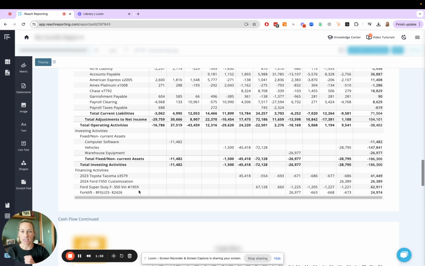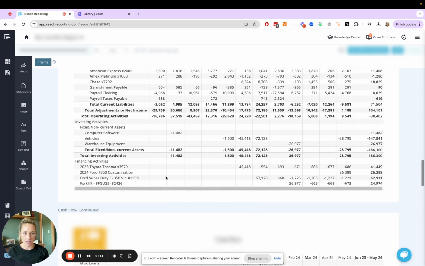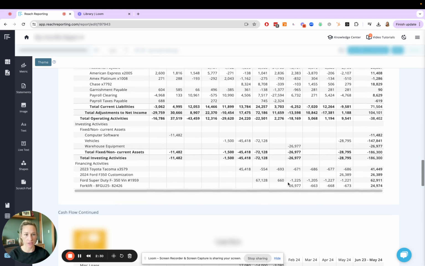Investing activities, the reason it's called investing: if you're buying a piece of equipment, you are investing in the future of your business by buying something now that will help generate future revenue. And then for financing activities, these are things that you are using to either infuse capital into your business, repay that capital, or take money out in the form of distributions. Okay. So the way this is presented right now is very confusing.